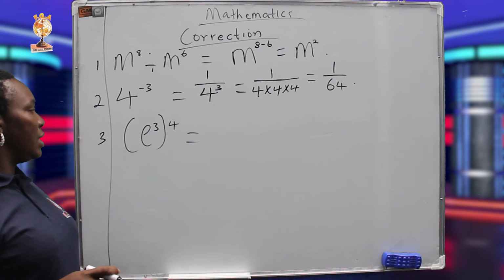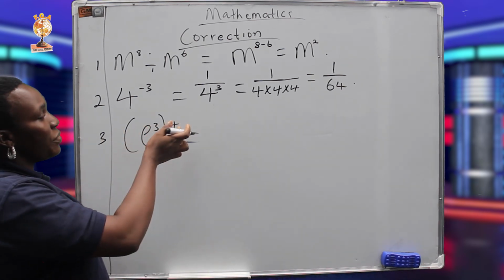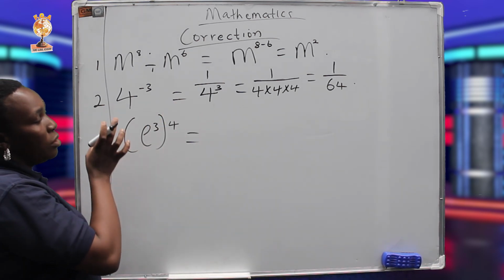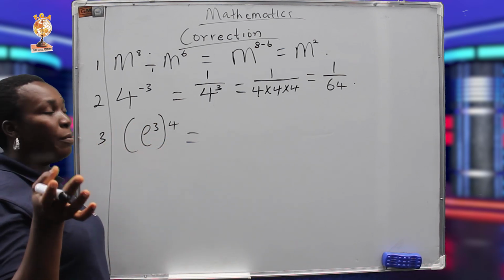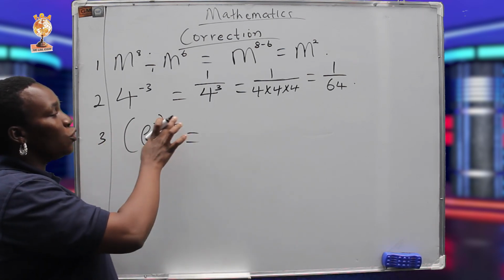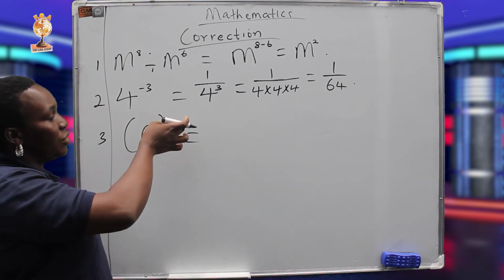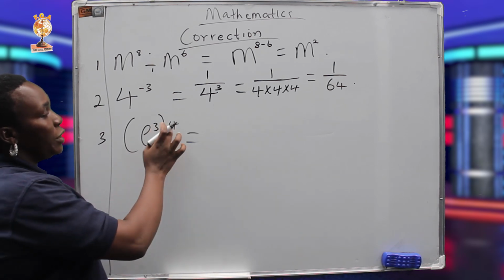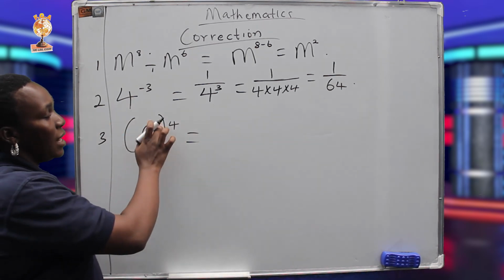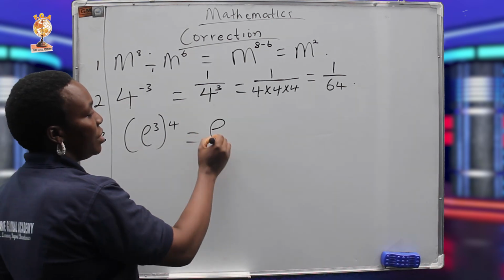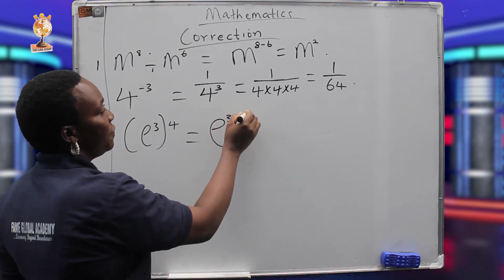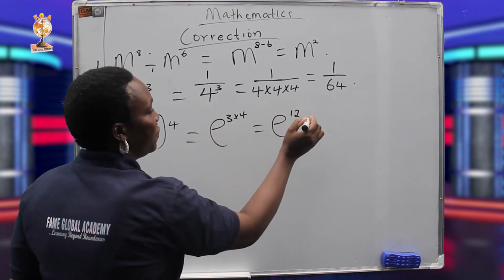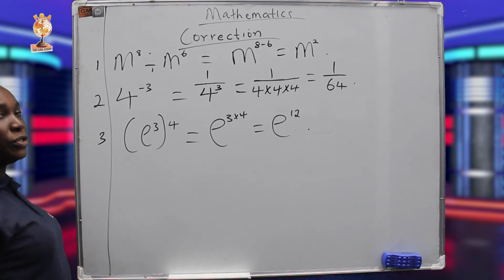Then the last one is e raised to the power of 3 raised to the power of 4. This is an example of a product law. Product law means multiplication. When a number or a letter is raised to the power of 2 powers, one inside the bracket, one outside the bracket, all you need to do is multiply the 2 powers, the one inside with the one outside, and that will give us e raised to the power of 3 times 4, which is e raised to the power of 12. All right, so that is the answer for question 3.